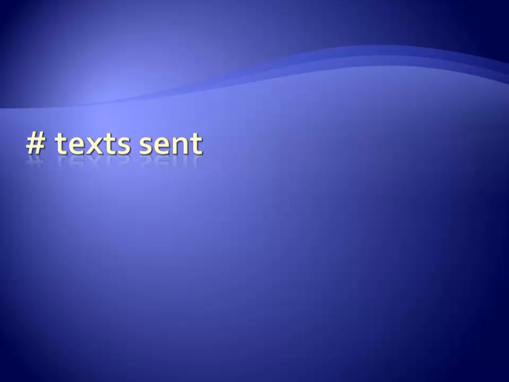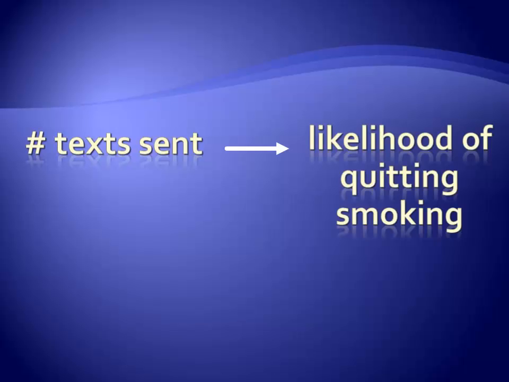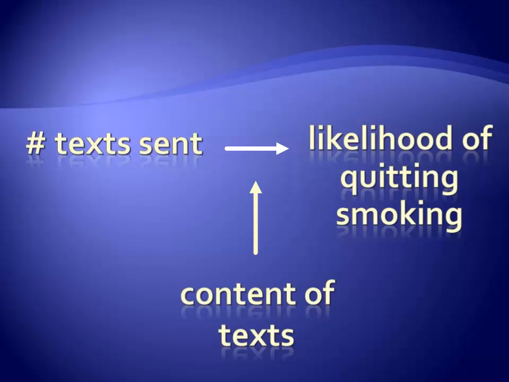Here, the relationship between the number of texts sent and the likelihood of quitting smoking was contingent on what the text messages were about or who the individuals were texting to. In this situation, we would say that the content of the text messages moderated or adjusted the strength or direction of the relationship between the two key variables.